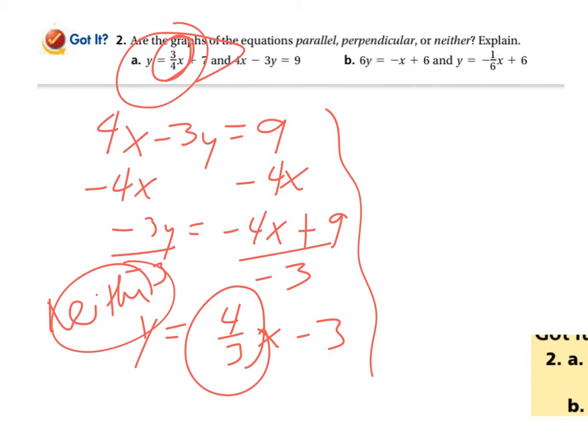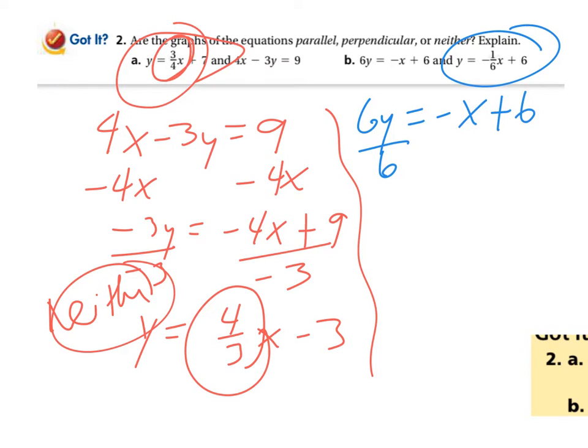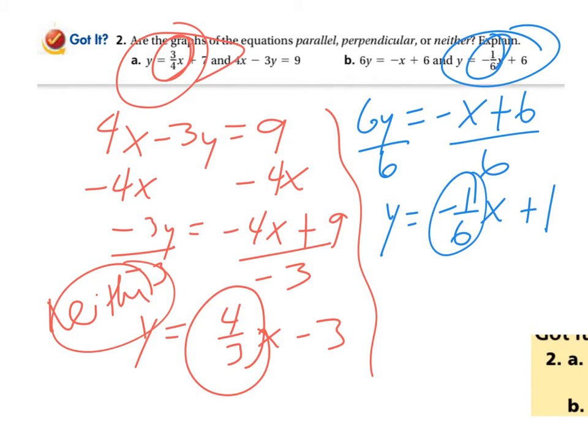The other one, let's take a quick look over here. Already in slope-intercept form here, so we have to work on the other one. We have 6y equals negative 1x plus 6. Divide off the 6. Divide off the 6. y is negative 1/6 x plus 1. And let's see, they have the exact same slope, negative 1/6. So these two lines are parallel. Now again, you've got to watch yourself too. Make sure they have different y-intercepts.